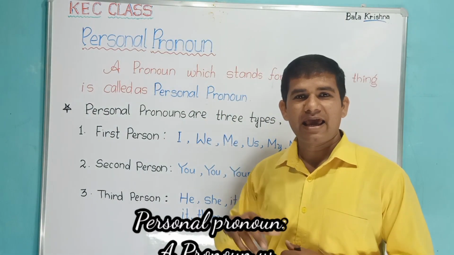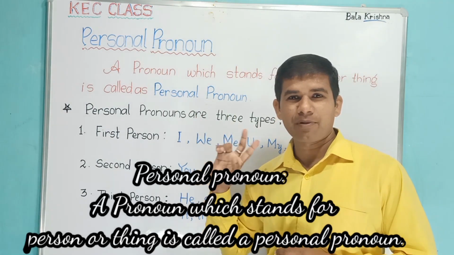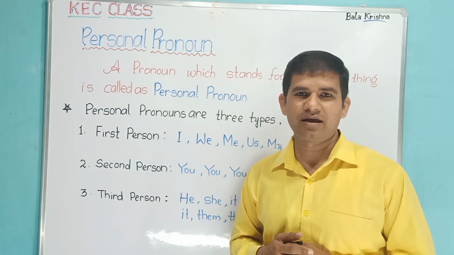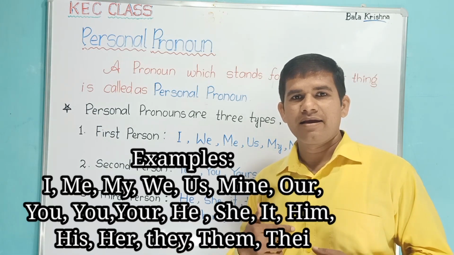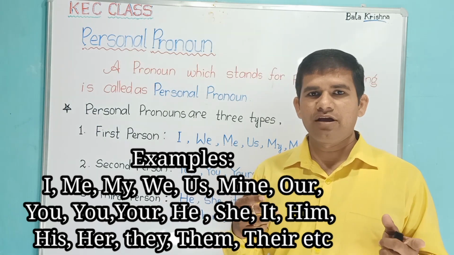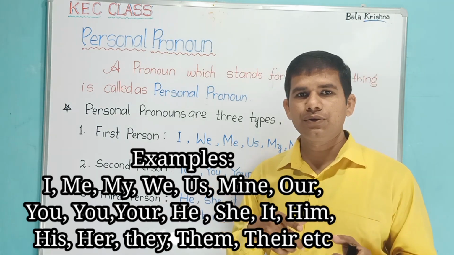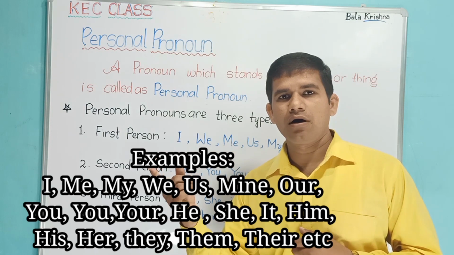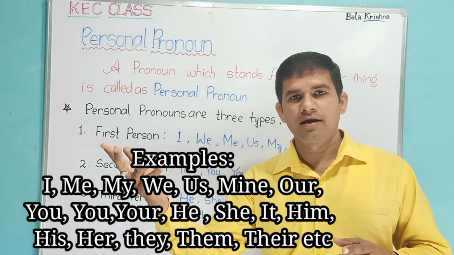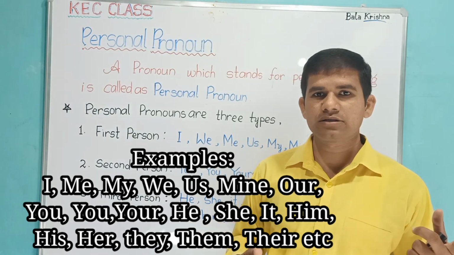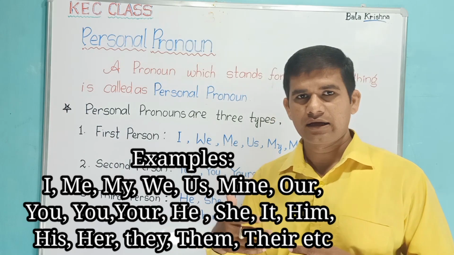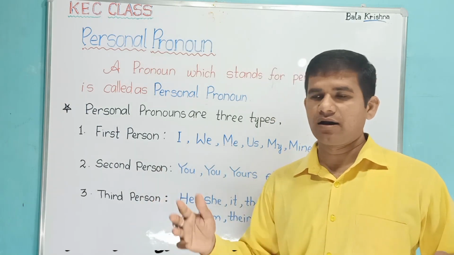Personal pronoun. A pronoun which stands for a person or thing is known as a personal pronoun. For example, I, me, my, our, we, us, you, your, he, she, it, they, them, his, him, her, and so on. These are the personal pronouns, friend.